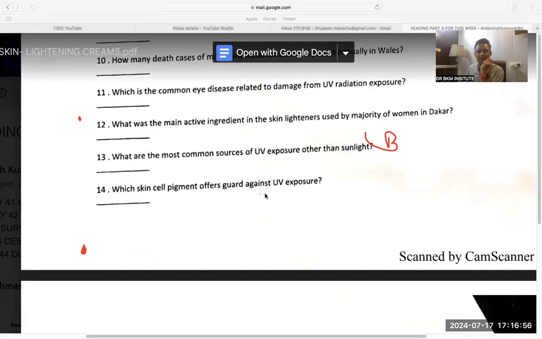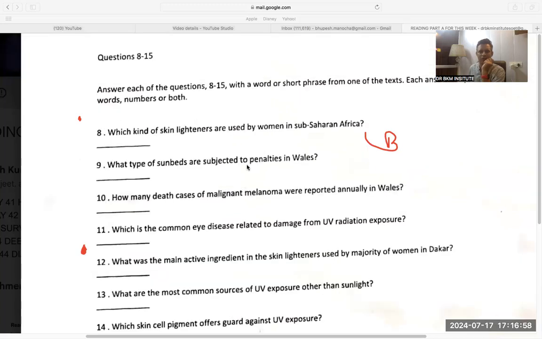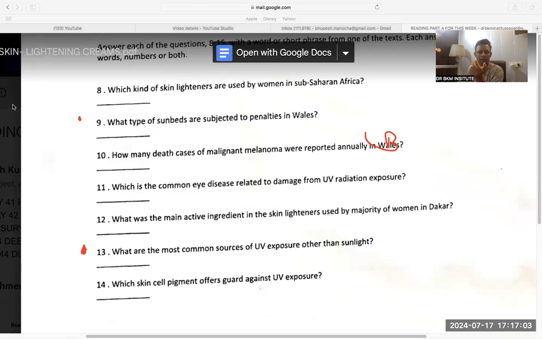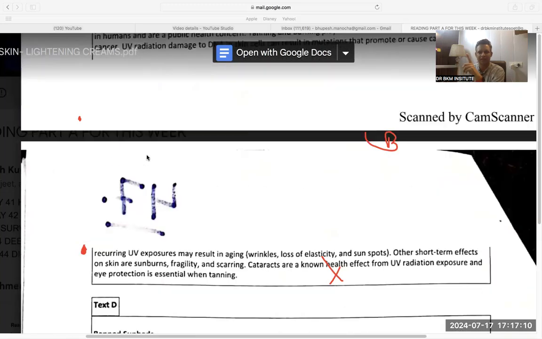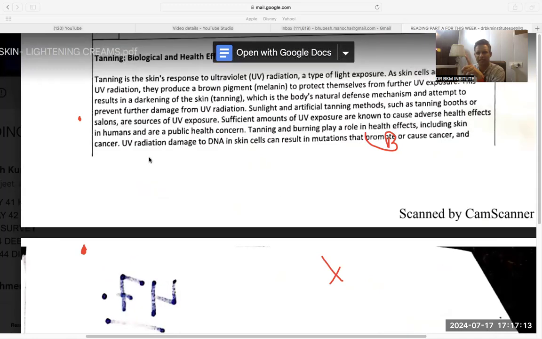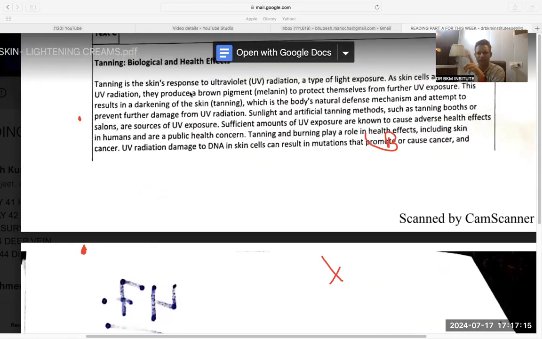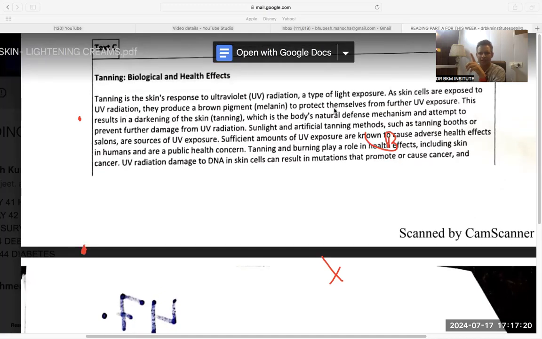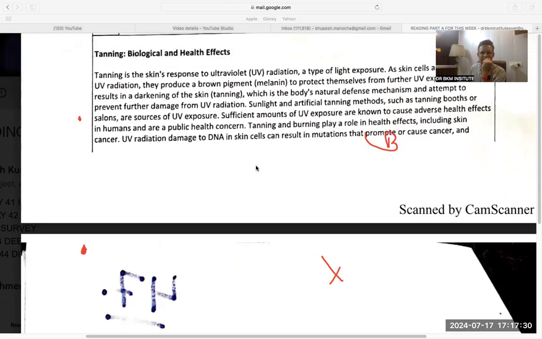So then, which cell pigment offers guard against UV exposure? So I don't know in which paragraph. So I will not do this question in the first round because I have no idea in which paragraph it would be. If it is in C, then I will give it a chance if I can see the word skin in C, because of the UV exposure word. Skin cells and guard, melanin. Otherwise, there is a defense mechanism, skin tanning, any word like guard.